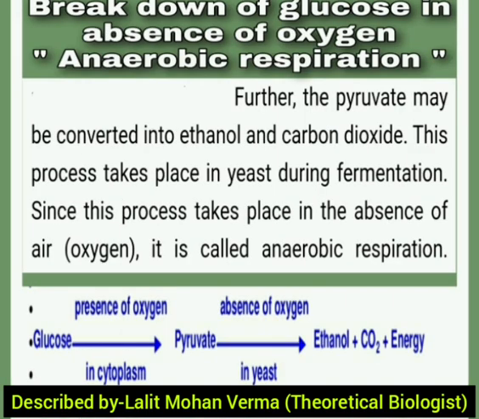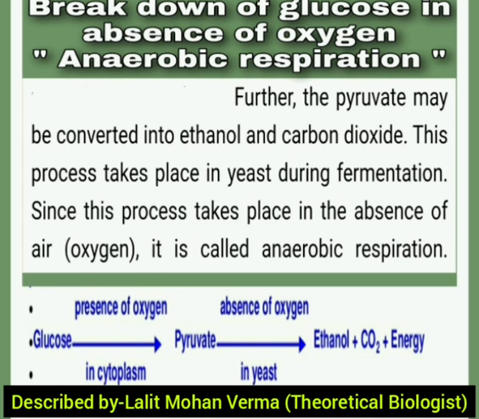So first of all, breakdown of glucose in absence of oxygen. This is called anaerobic, means oxygen is not there. In all the types, the glucose changes into pyruvate. Further, the pyruvate may be converted into ethanol and carbon dioxide. This process takes place in yeast during fermentation. Since this process takes place in the absence of oxygen, this is called anaerobic respiration.